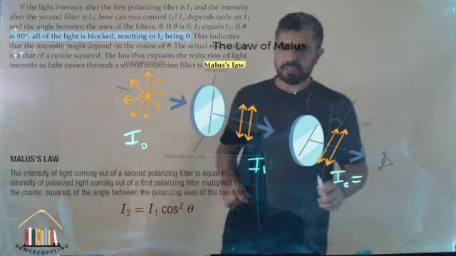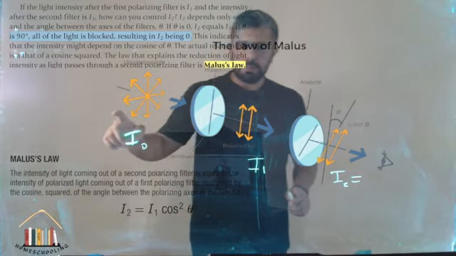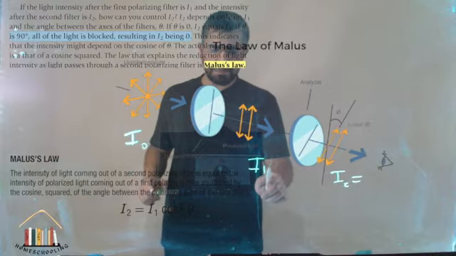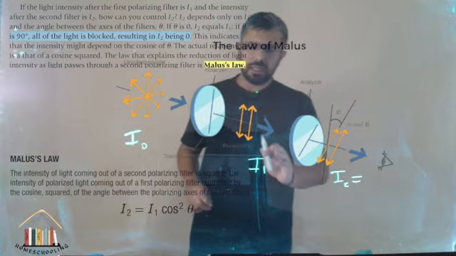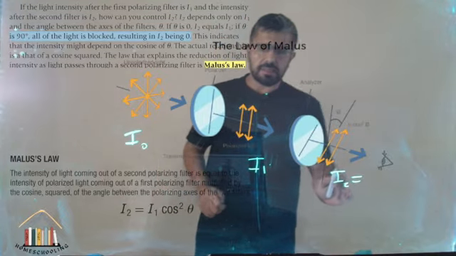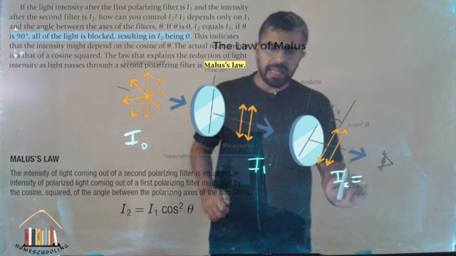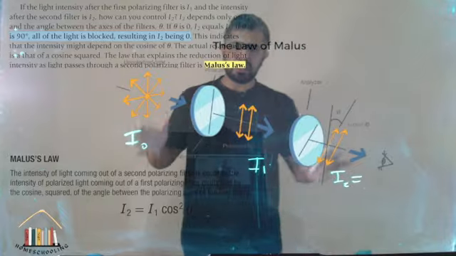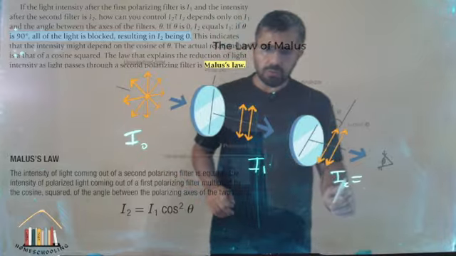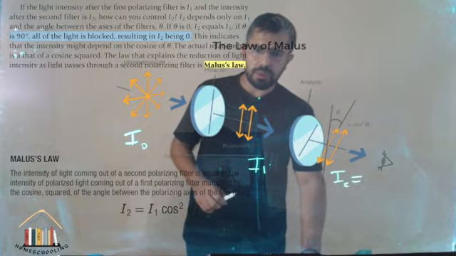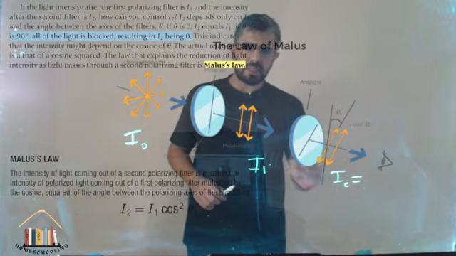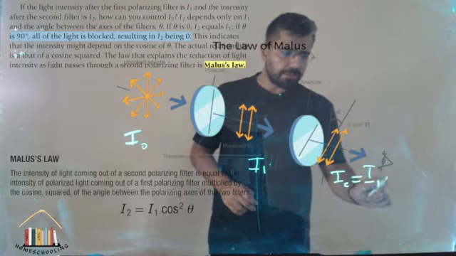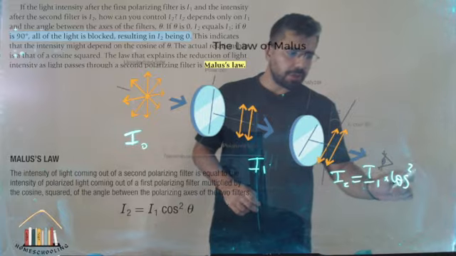So let's discuss this situation. Beginning here, it's not polarized. Here it's polarized after passing by the first lens. And here, again, it's polarized for the second time. So how do we combine this in one situation? I2 is related to I1, the previous one, multiplied by cosine square of an angle.